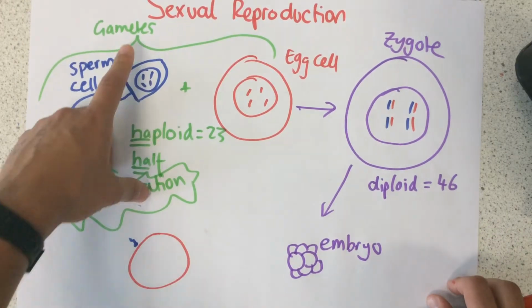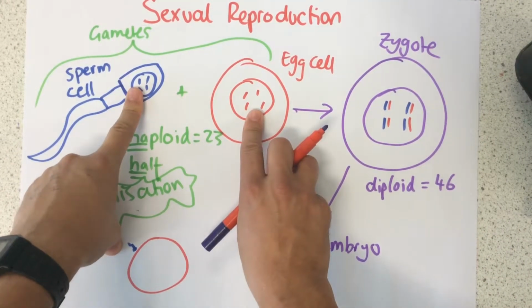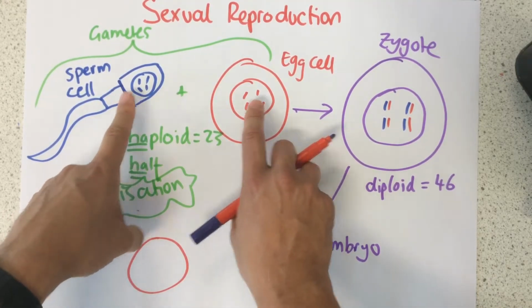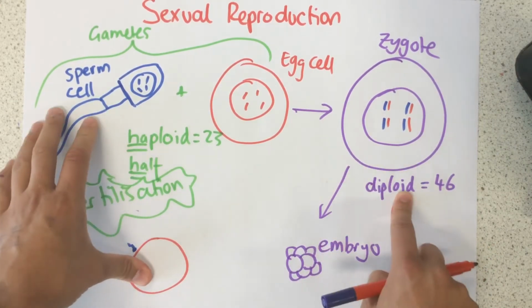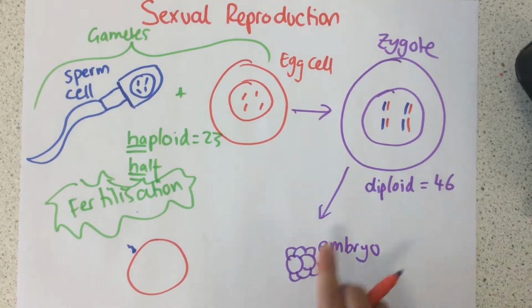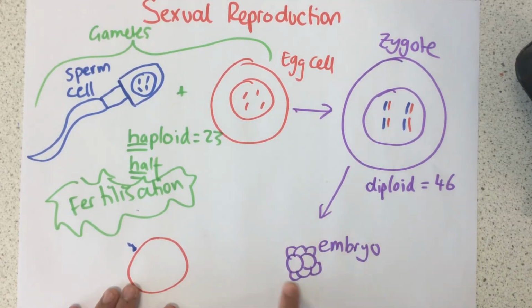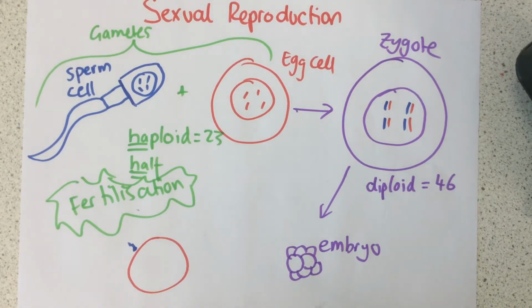So a quick recap. Gametes means sex cells. Male sex cell is sperm cell, female sex cell is egg cell. They are haploid, which means they have half the number of chromosomes. So when they join together, they form a zygote with the full diploid number of chromosomes. The fusing together of these two things is called fertilization. And once the zygote's been formed, the cell divides by mitosis to form an embryo. And this will go on and form a fetus and then a baby.